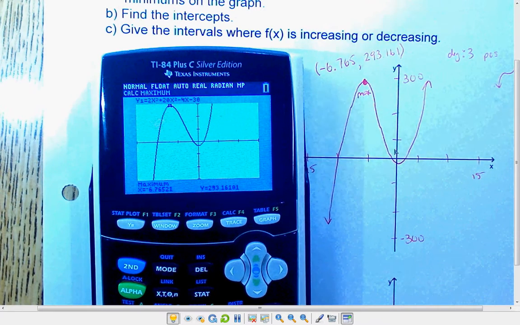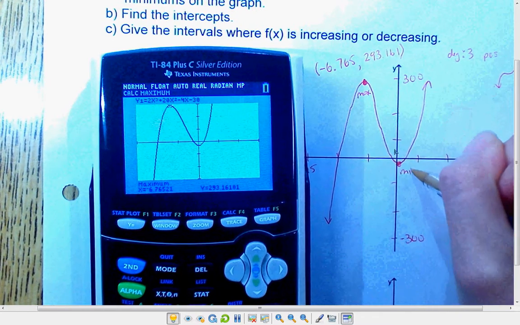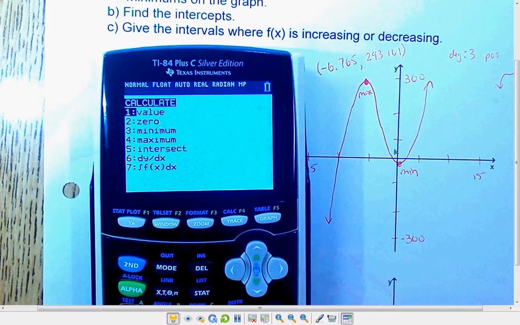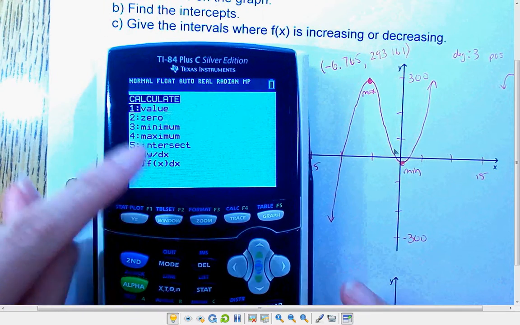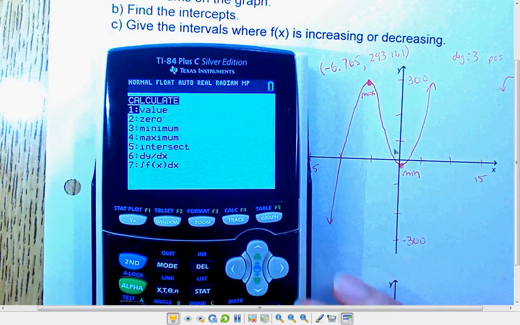Now this graph also has a minimum down here. So we're going to do the same exact thing to find our minimum, except we're going to go second calc. This time we're going to go to number 3. So be careful you're choosing the right one, because the most common mistake people make is they'll choose the wrong one of these, and that'll give you the wrong answer.